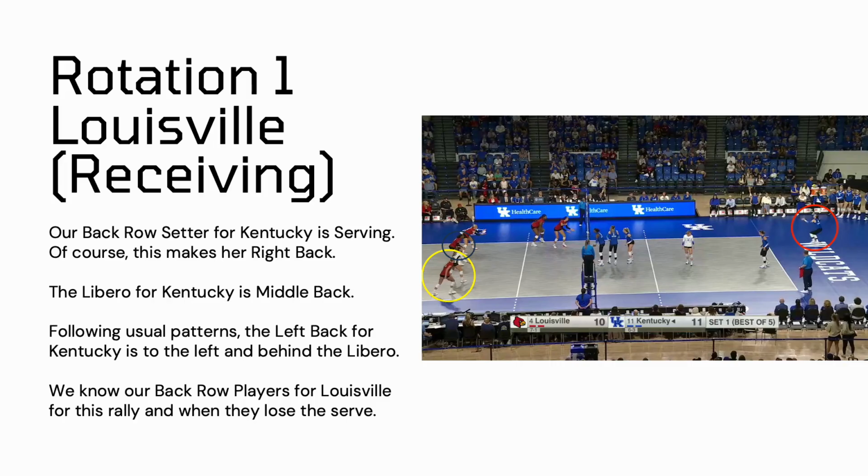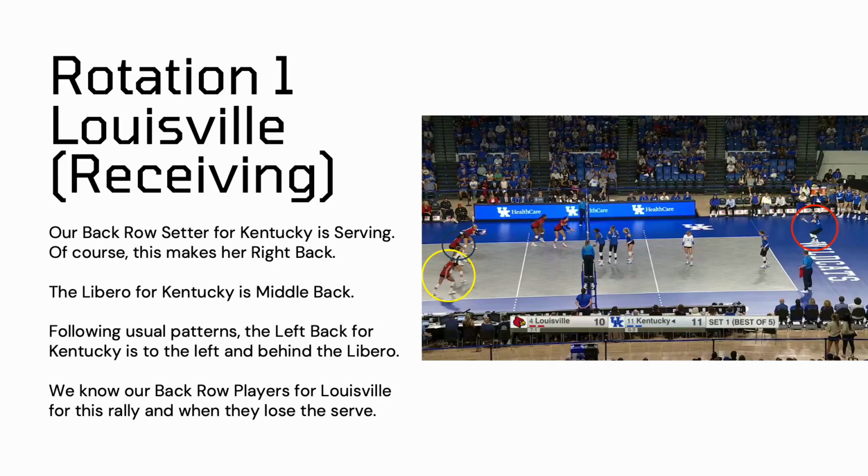Now, in this rotation 1 where Louisville is in serve receive, Kentucky is serving. And Kentucky is in rotation 1 as well, which means that our back row setter for Kentucky has to be serving. Of course, this makes her the right back. Our libero for Kentucky is in, and she is the middle back. Following usual patterns we've talked about, our front row players for Kentucky are in the front zone, and our back row players for Kentucky, not named the server, are in the back zone. And we can see that our left back for Kentucky is to the left and behind the libero.